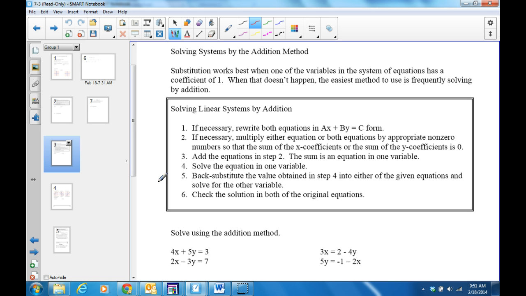Okay, so the first thing you need to know when you're solving by addition is you need to write both equations in ax plus by equals c form. Okay, that's important. That would be step number one.